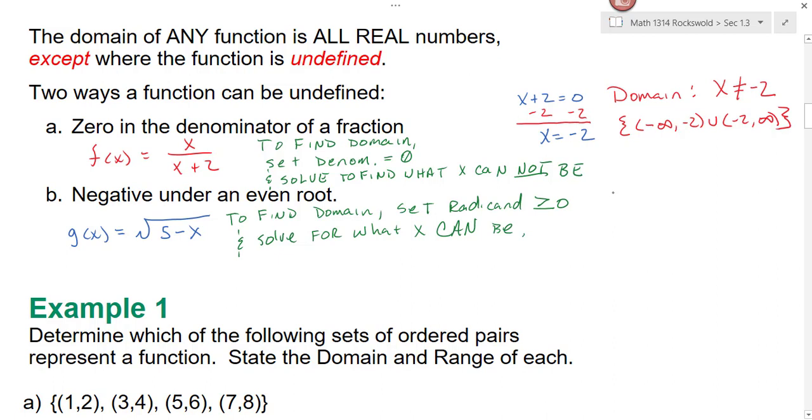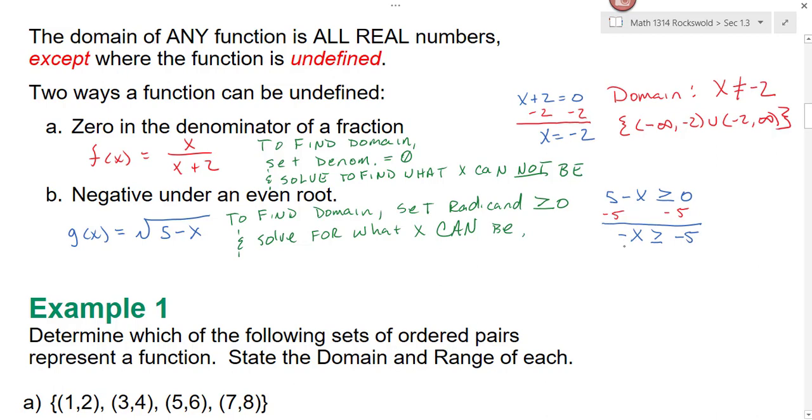So what I'm going to do is I'm going to take 5 minus x, set that greater than or equal to 0, and then solve for x. When I solve this for x, I'm going to subtract 5 from both sides, and that gives me negative x is greater than or equal to negative 5.